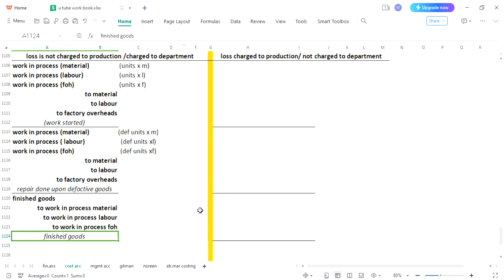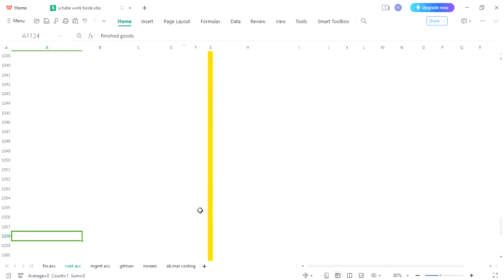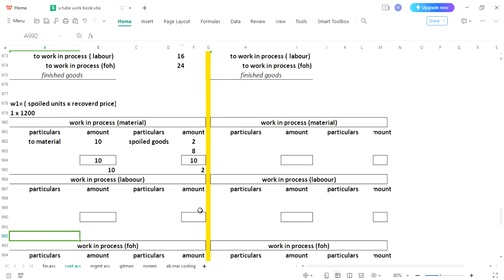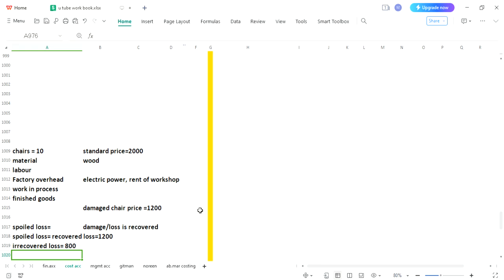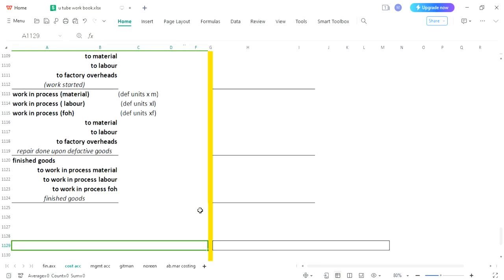Alright guys, what we have done in spoiled goods, yes, that was similar, and here we have our three entries. Now you can know how much amount would be written at the credit side of work in process over here. This is your question: what amount would be written over here in three columns? What will you write on work in process material, work in process labor, and work in process FOH? For that you will be making a ledger.